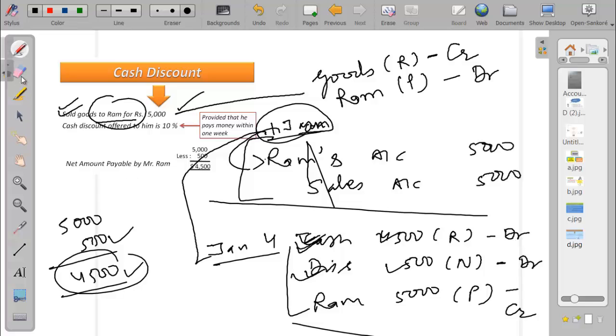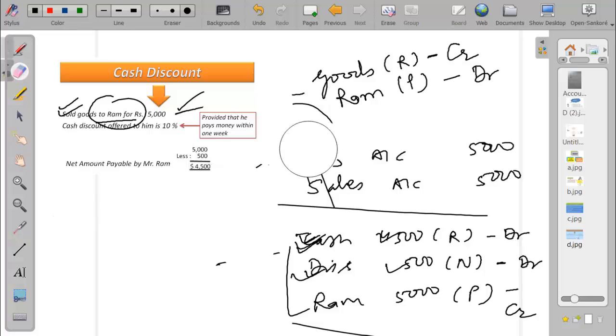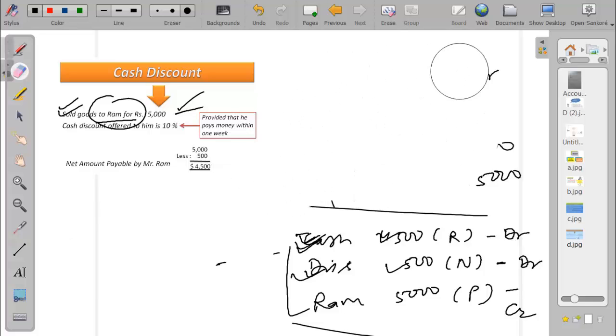Now see what entry we will pass. After analyzing, after doing all these things, now I will pass the entry. This is the working actually. Now see, after doing this working, I get to know which accounts are to be debited and which account will be credited. So as per the analysis, tell me which account will be debited. Cash first.